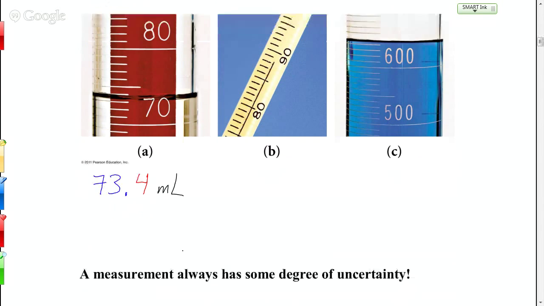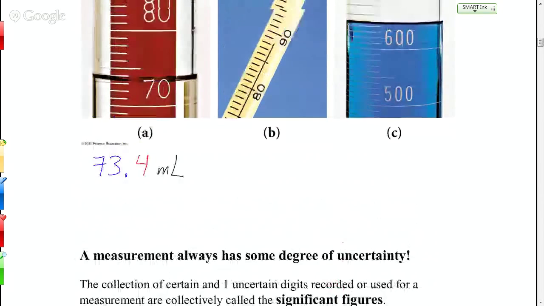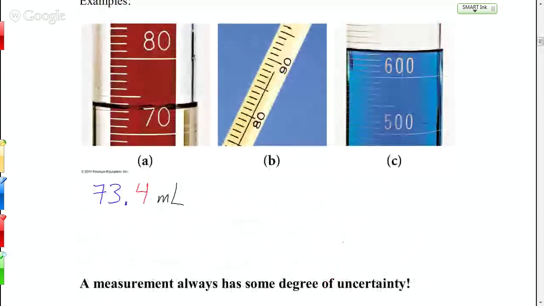And our uncertain digit is generally implied to be plus or minus 1 in the rightmost digit. So that means that when we write down a measurement of 73.4, we are communicating to whoever is reading that measurement that our reading is somewhere between 73.3 and 73.5 milliliters, a difference of 0.2 milliliters. And that's why it's so important to have exactly the right number of digits when you write down your measurement. Because you're not only communicating the reading, you're communicating the uncertainty in the reading. You're communicating what the possible range is.